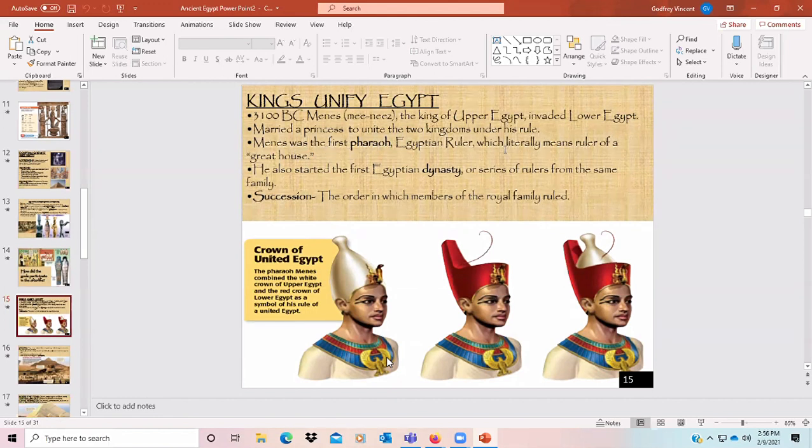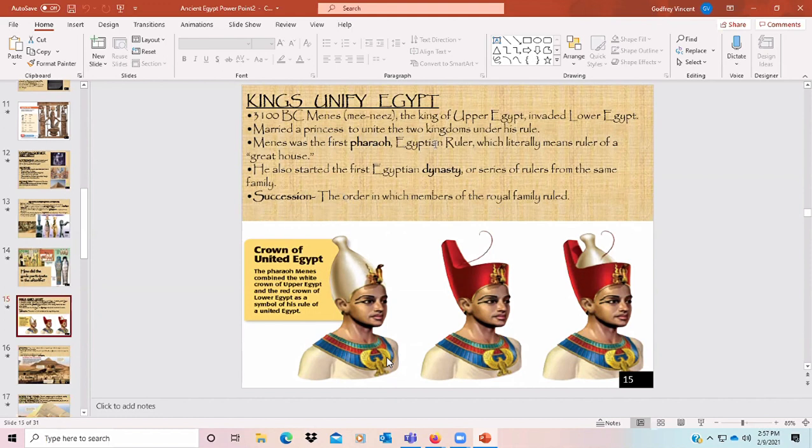And he was the first pharaoh, which literally means ruler of a great house. He also started the first Egyptian dynasty, or series of rulers from the same family. So to become a pharaoh in ancient Egypt, you have to come from a dynasty. And then, of course, the order in which members of the royal family rule is called succession. But we know that in the ancient world, there were many intrigues because pharaohs had many wives. Some of them had more than one wife, and there'd be all types of intrigue. One wife trying to get her son to become pharaoh.